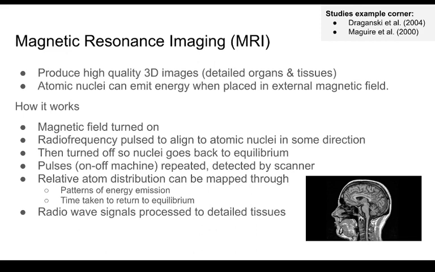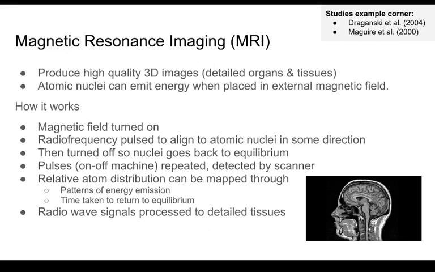these nuclei are going to align to a certain direction. It's going to be turned on and off, so it aligns and then goes back to its original direction, and then aligns and goes back again. That is what you call pulses in a machine.